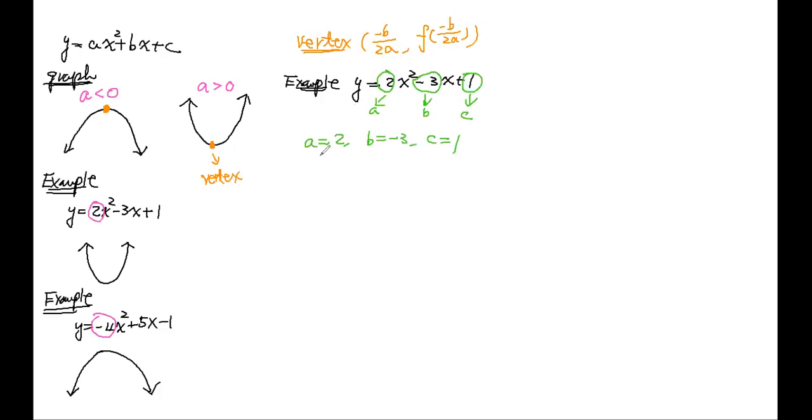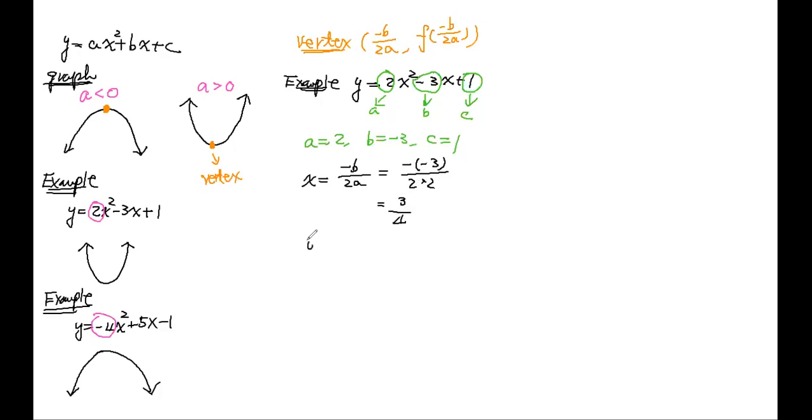Now the vertex, according to this formula, my x value will be negative b over 2a. The negative b will be negative 3, so be careful here. 2a is 2 times 2, so my x value here will be 3 over 4. So x is equal to 3 over 4.